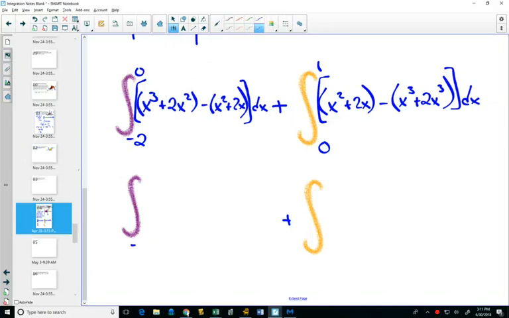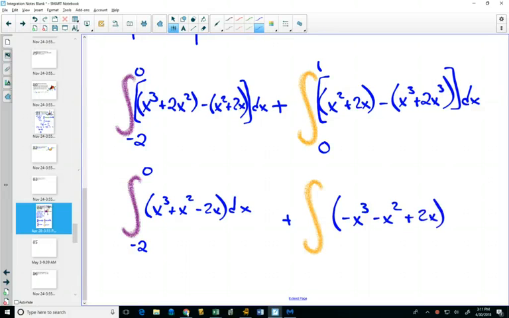So simplifying these, we're going to have x cubed plus x squared minus 2x dx. And here we're going to have negative x cubed minus x squared plus 2x dx.